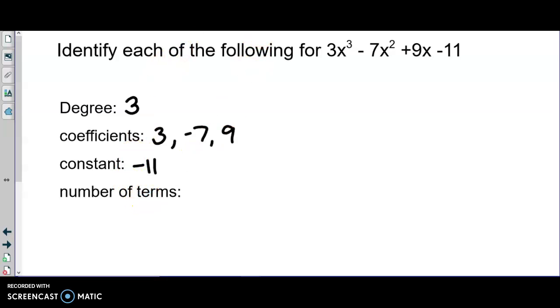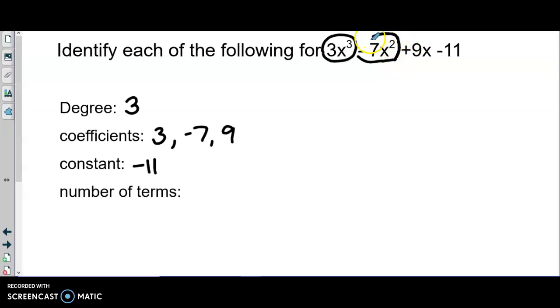And then the number of terms. You can determine the number of terms by splitting them up wherever you see a plus or minus sign. So 3x to the third is the first term, and then there's a minus sign. So we know that this is the next term, and we're going to go all the way until we see another plus or minus sign.